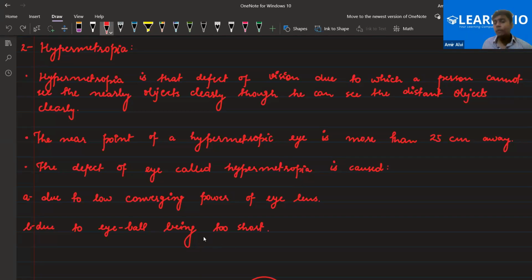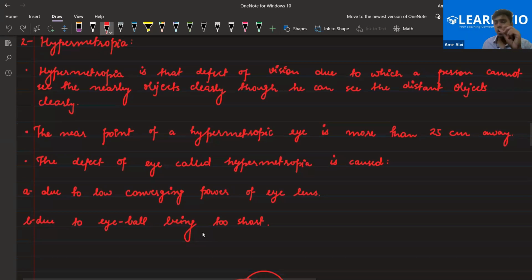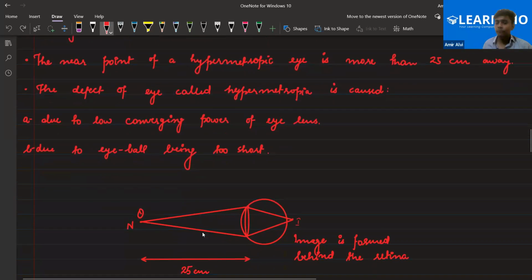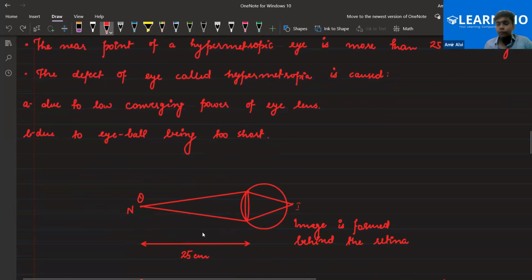Next is the eyeball being too short. Suppose the eyeball is short, so the rays, which were getting converged at the retina, will now pass through the retina when the eyeball is too short, right? And it will form the image behind the retina. Is this clear to all of you? Please do let me know, everyone.